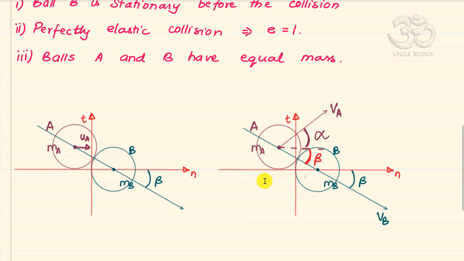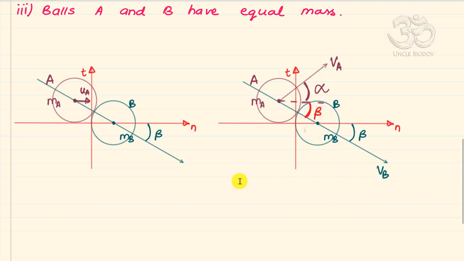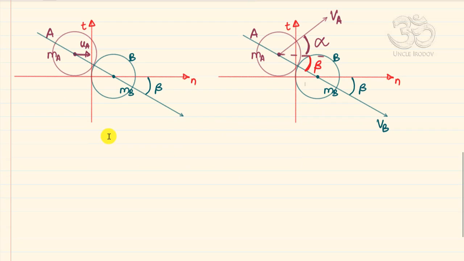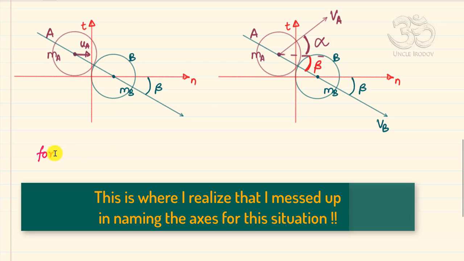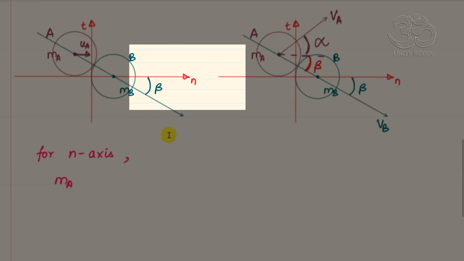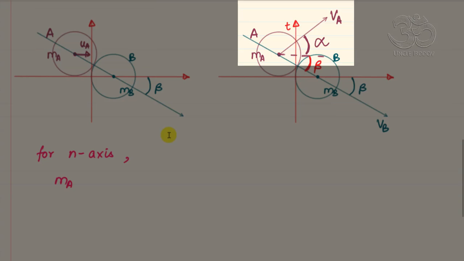So I've got this, and what equations can I write? First let me try to write one equation for the normal axis. And in fact this is not the n axis anymore, so let me remove that notation.